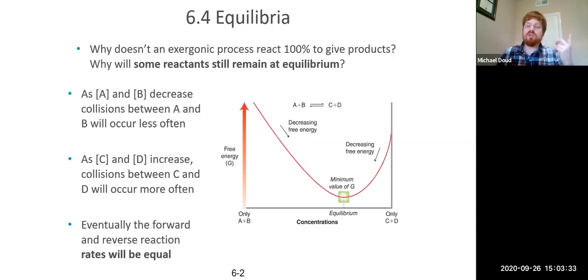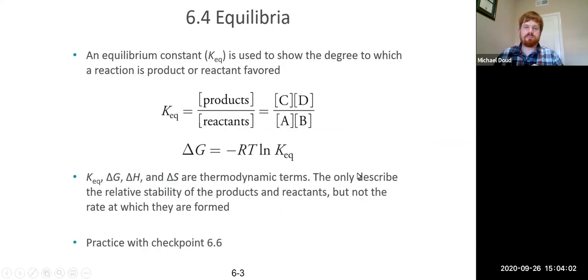On the other hand, you are increasing the number of C and D molecules, so as that number increases, there's a greater chance that those are going to hit each other, and they're going to hit each other with enough force and with enough kinetic energy to actually reform the reactants. Eventually, you'll get to the point where the forward and reverse reaction rates are equal, and that's the state of equilibrium. And that's the minimum value of free energy that you get here.